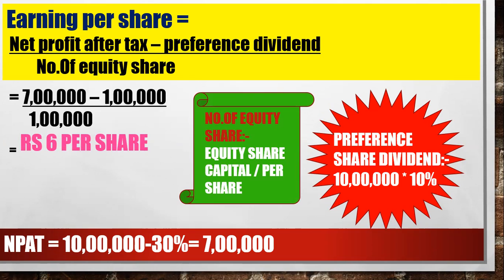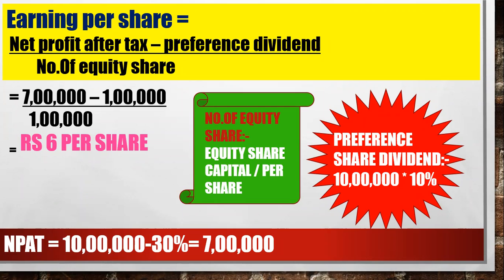7 lakh, your net profit after tax, minus 1 lakh, your preference dividend, upon 1 lakh, which is your number of equity shares. You will get 6 rupees per share. That is EPS, earning per share. My earning per share is 6 rupees per share. Clear everyone? So this was the earning per share.